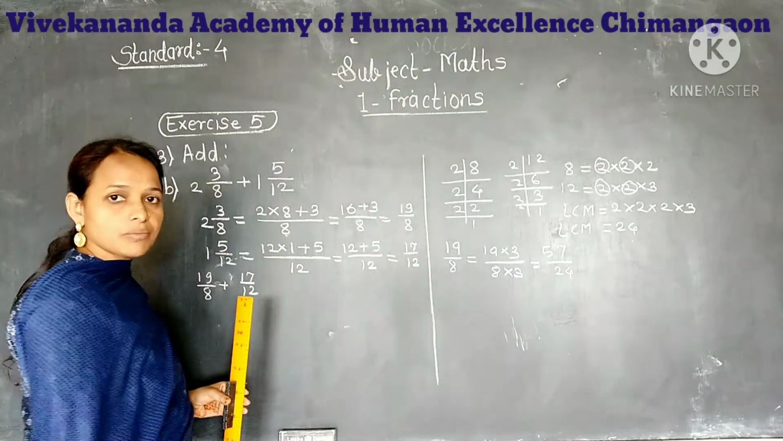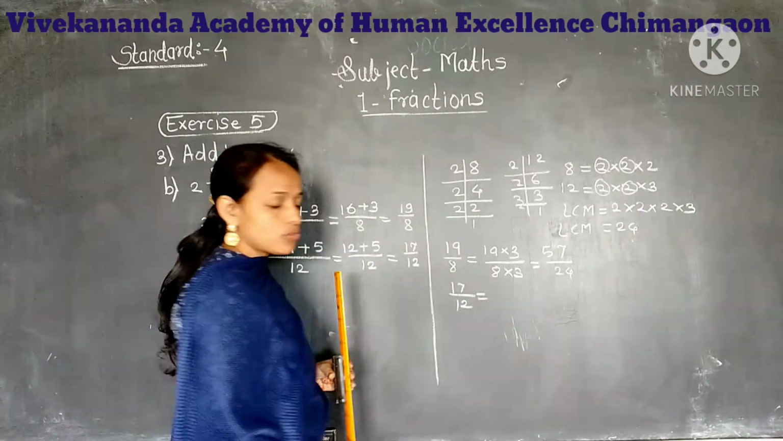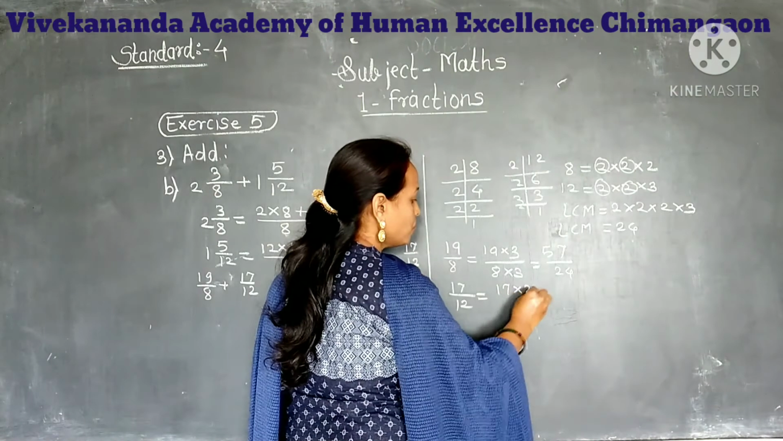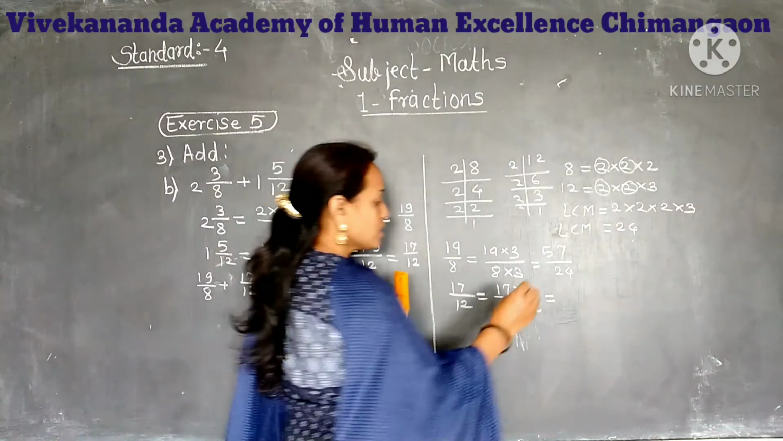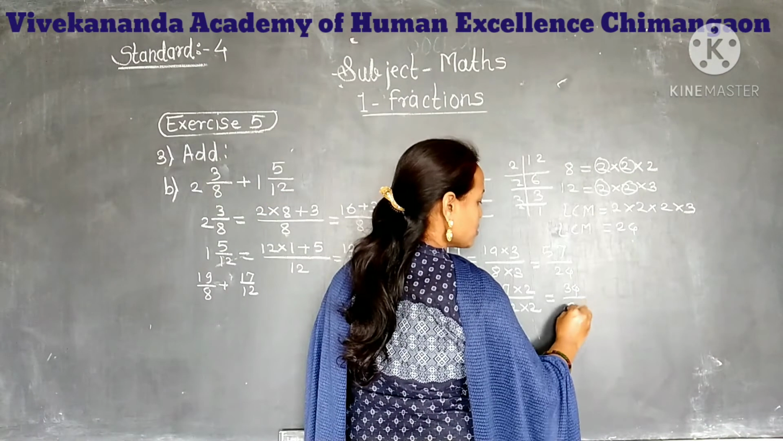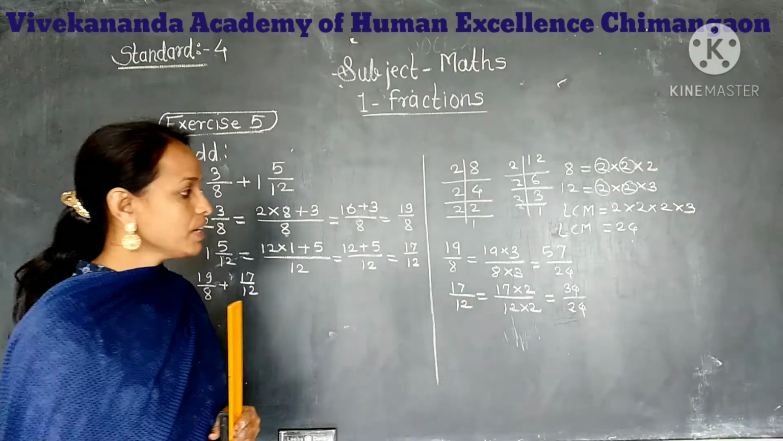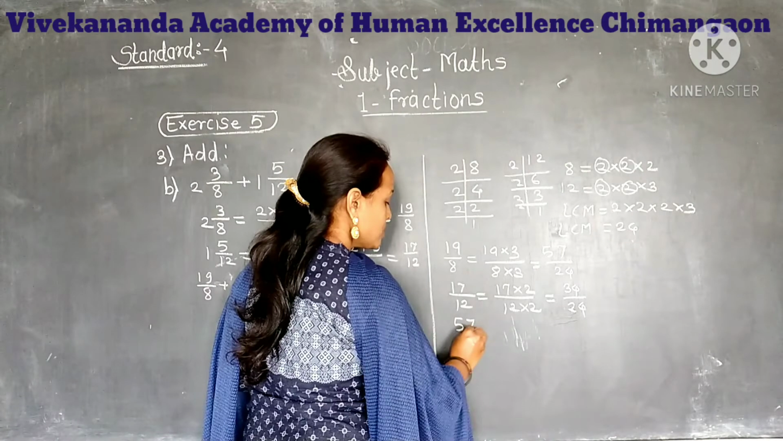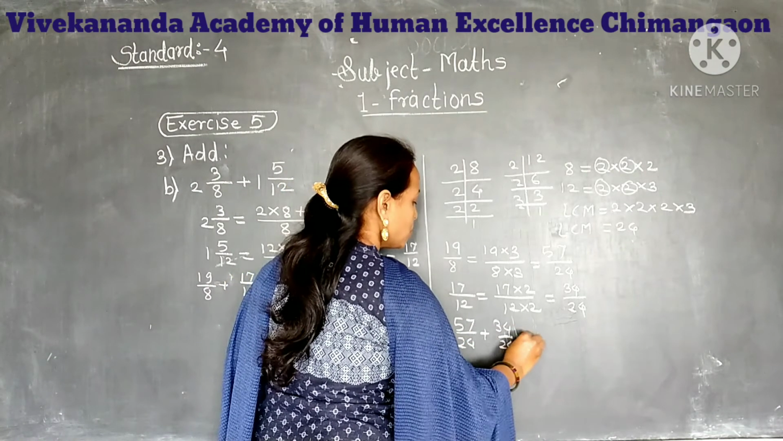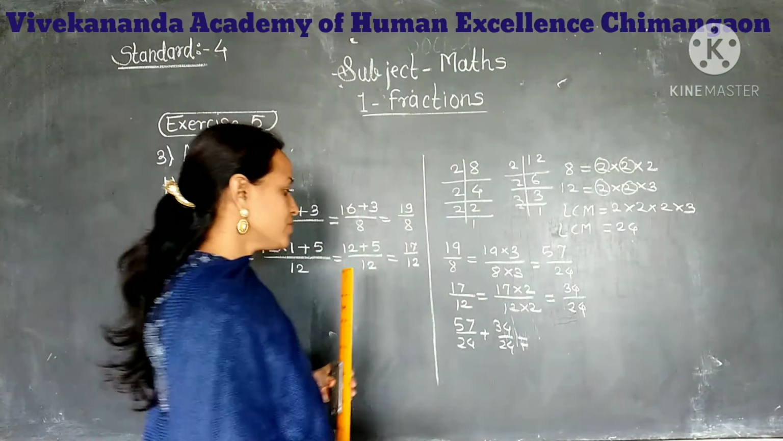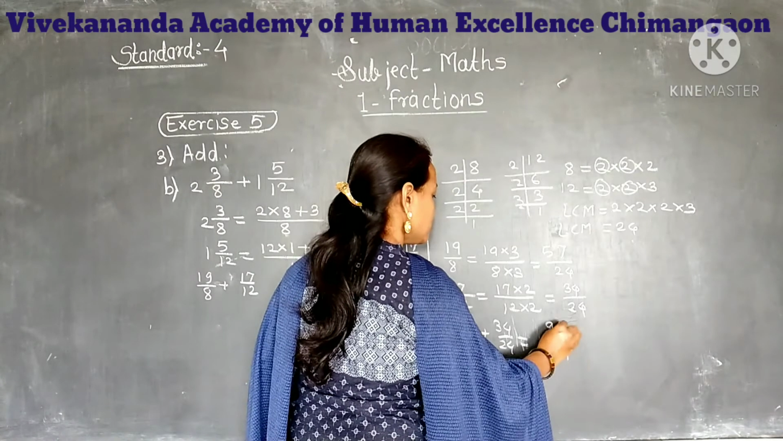Next fraction is 17 upon 12. 12 2s are 24. So we multiply 17 by 2 and 12 by 2. We get 17 2s are 34. 12 2s are 24. Now here we converted unlike fractions into like fractions. Now we will add. So 57 upon 24 plus 34 upon 24. We get here addition 91 upon 24.